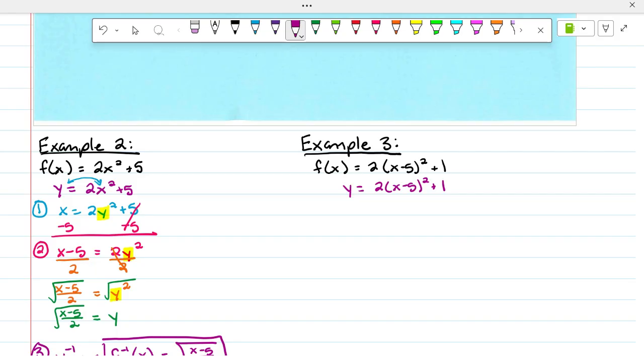So first step, someone who has not talked yet today. Nope. So we cannot distribute that 2 because of that square right there. But we can get rid of the 2, just not yet. I got to do something else first. What's always the first thing you do with an inverse? Switch x and y. But then you would subtract the 1. That's the next step. So first things first, you got to switch that x and y. That's why I said there's one thing you remember about inverses. Switch x and y.